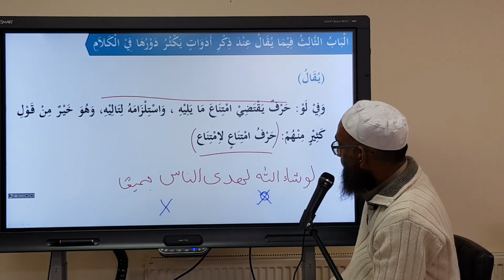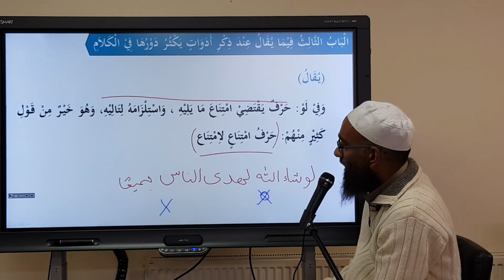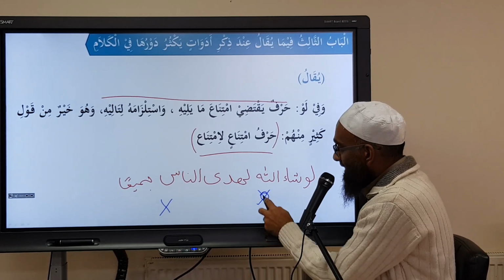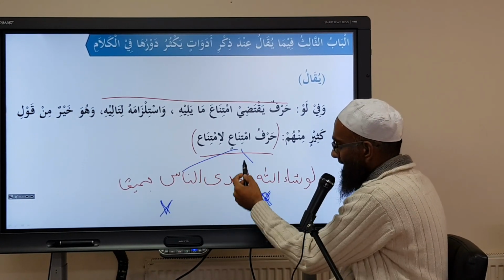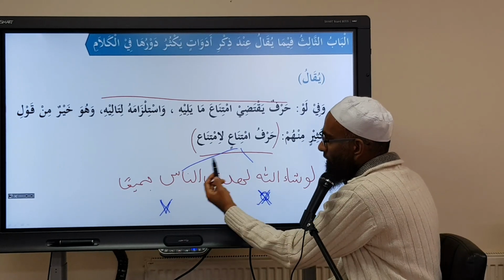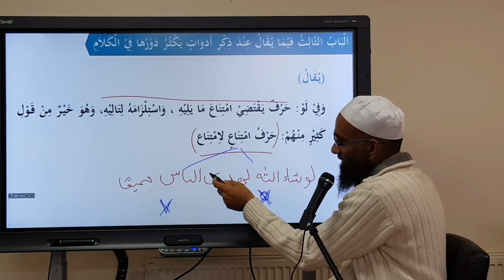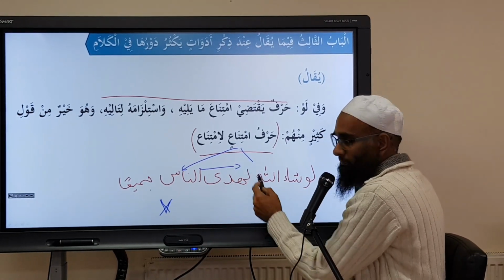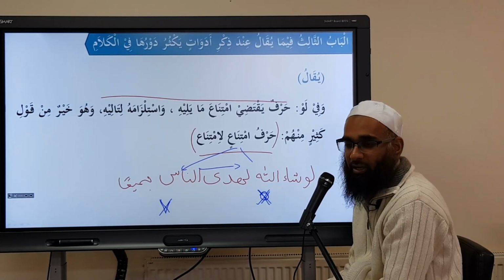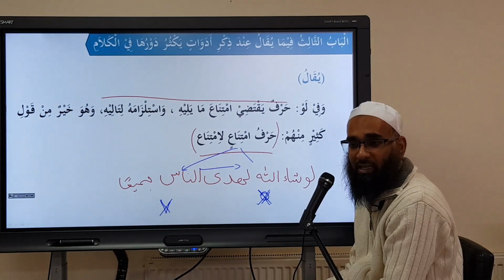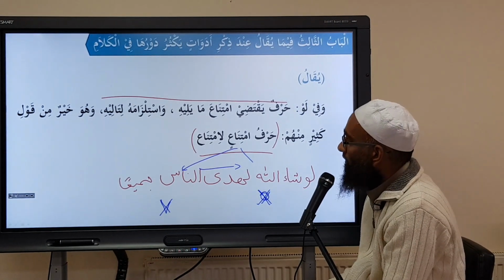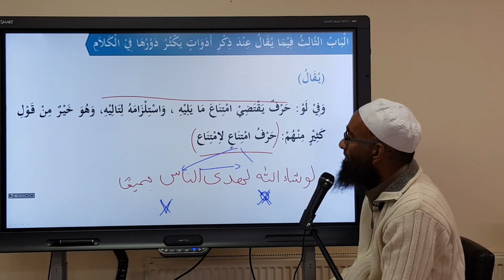Okay? What happens here? It says, لو شاء الله لهدى الناس جميعا. So this did not occur, so this did not occur. Imtina' limtina'. This not occurring because this not occurring. So all we can say, this did not occur because this did not occur. Yes? Allah did not wish, so Allah did not guide everybody. That's what people normally call it. Harfum imtina'in limtina'in. He's saying here is a harfun yaqtadi imtina'a ma yalihi.